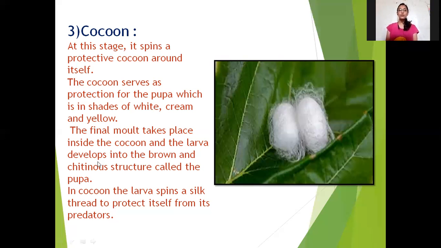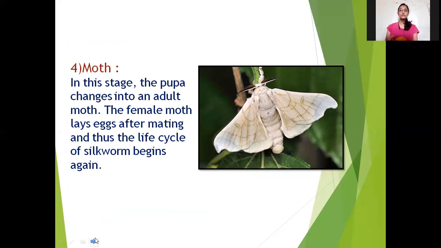Now, the last stage, it is adult moth stage. In this stage, the pupa changes into an adult moth. The female moth lays eggs after mating and thus the life cycle of silkworm begins again. Once that brown and chitinous structure pupa is finally converted into the adult moth, the female moth lays eggs after mating, and the life cycle of silkworm begins again.